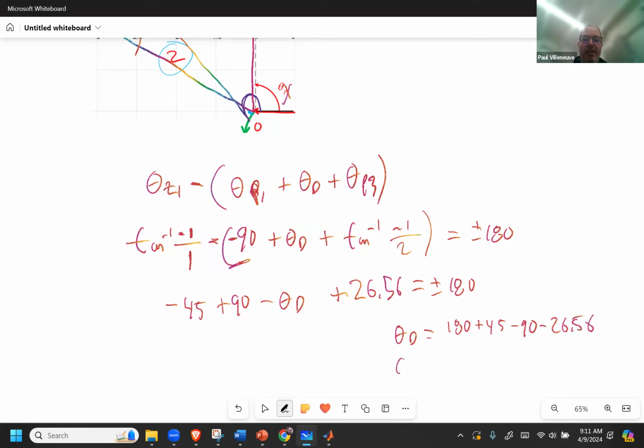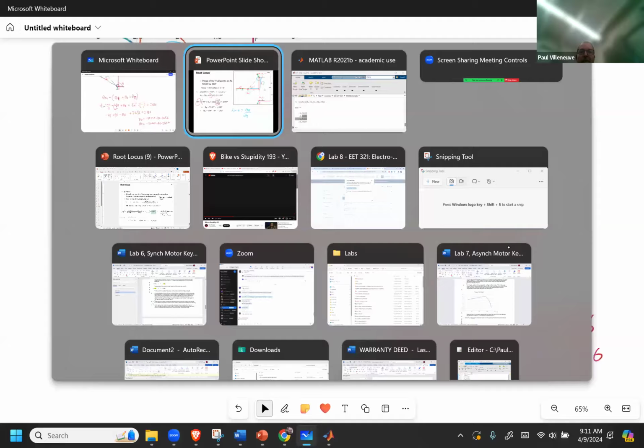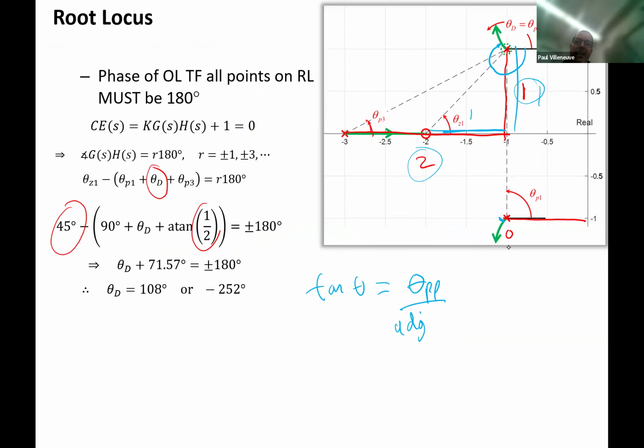And then the other one is minus 180 plus 45 minus 90 minus 26.56, because it goes in both directions. So it's just the plus and the minus. And so when you calculate those out, you end up with the angle over there.